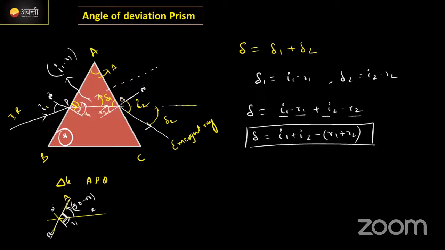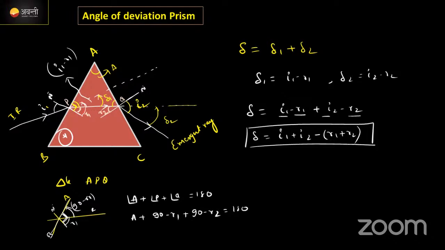Correct na? This is the angle of P here. From the triangle we can write angle A plus angle P plus angle Q is equal to 180 degrees. What is angle A? A itself. Plus angle P, what is it? Right here, 90 minus r1. Similarly, if you calculate angle Q, it will come 90 minus r2, is equal to 180 degrees.